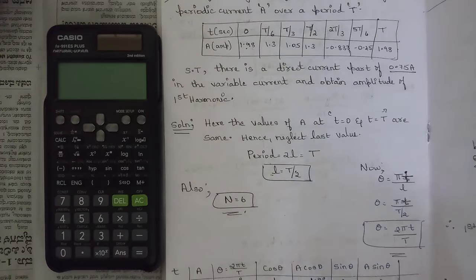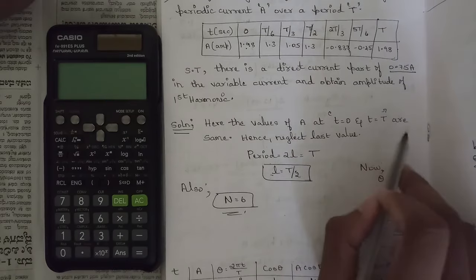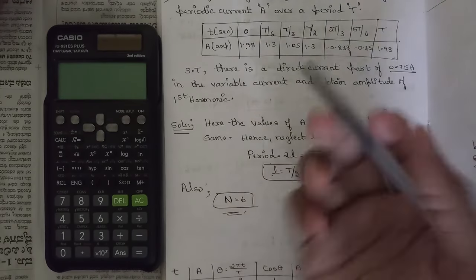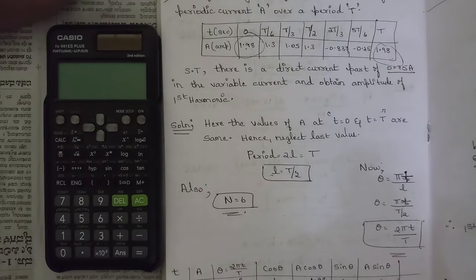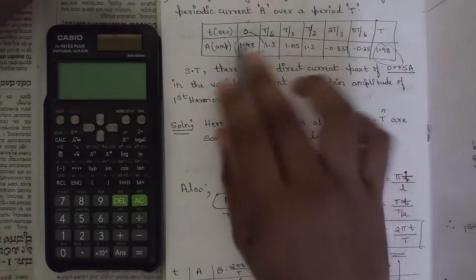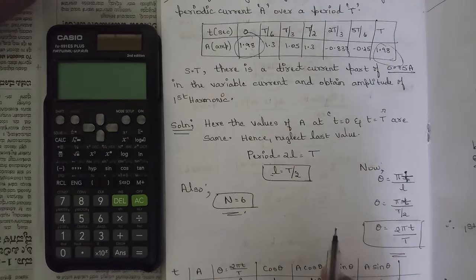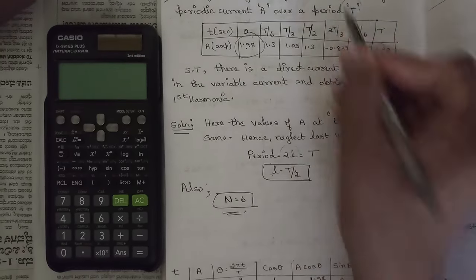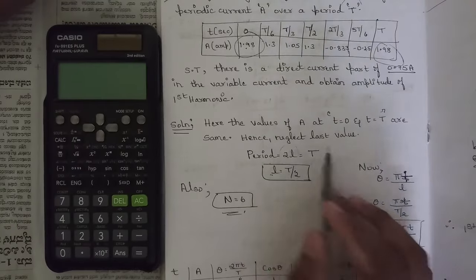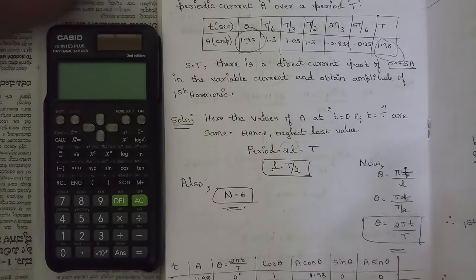Okay, so here the values of a at t equal to 0 and at t equal to time T are the same, hence we can neglect the last one. Here we can see that the first and last values are the same, 1.98. So the observations also become one lesser than the total, that is, n is equal to 7, so now it becomes 6. We know that the period is not equal to 2 pi, it's equal to 2l, and also the period is given as T, so equate it: 2l is equal to T, so the value of l we get as T by 2.